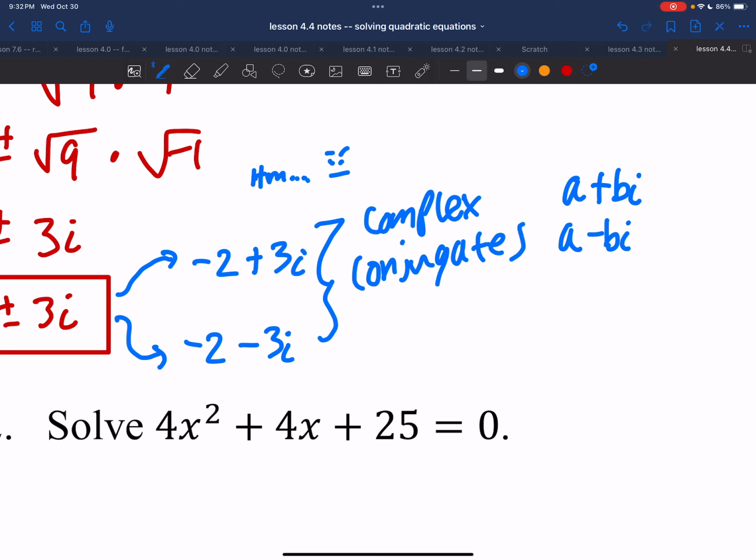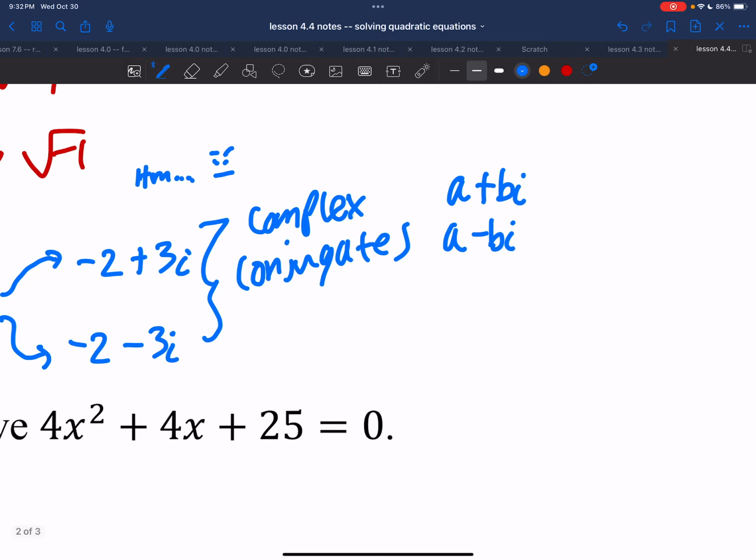And you might notice that our solutions were conjugates, right? It was just the imaginary sign that flipped. And you can also say this is true for radicals, kind of like this. Oops, a minus.